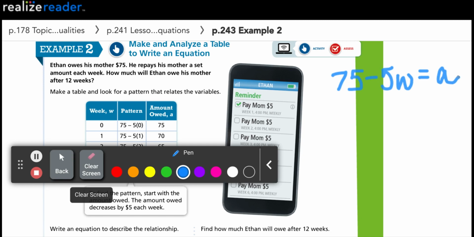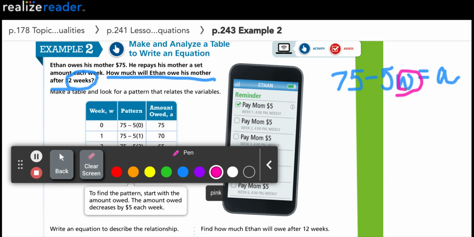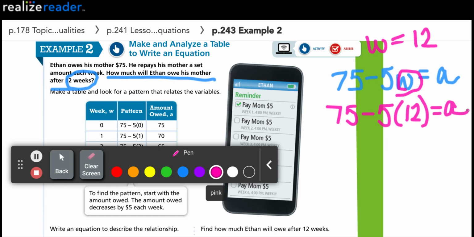So now the question is asking us, how much will Ethan owe his mother after 12 weeks? So we're saying that W equals 12. Let's plug 12 in for the W. If W equals 12, we're going to plug it in. So rewrite it: 75 minus 5 times 12 is going to equal A.